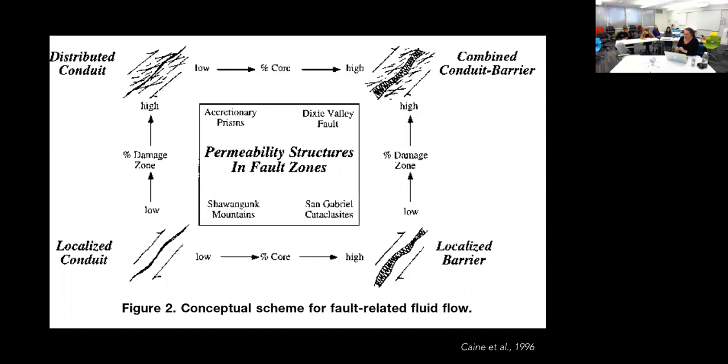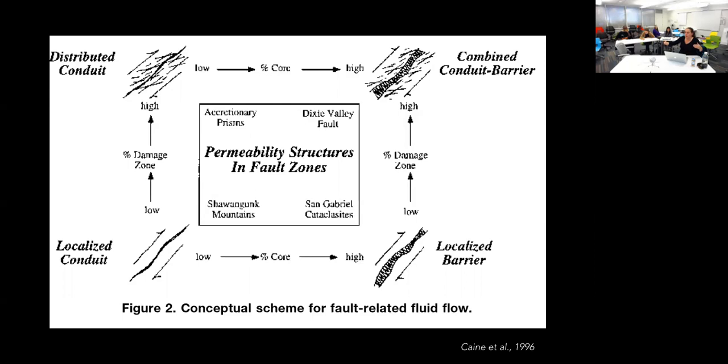If we continue around clockwise and go to the lower right, we get the localized conduit. Anyway, a localized conduit would be a place where you had low permeability in the damage zone, but you had a high permeability through the fault core. So this would be something where if the fluids were moving up the fault, they would move easily through a high permeability corridor.